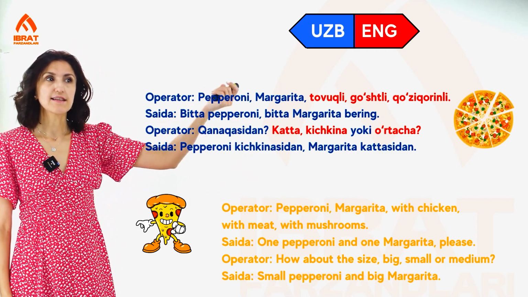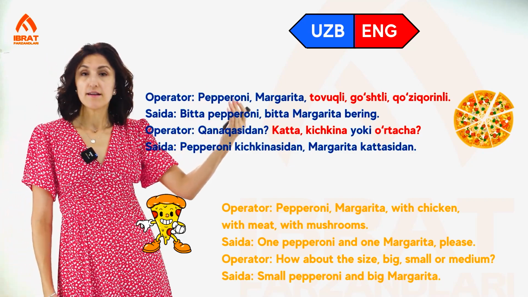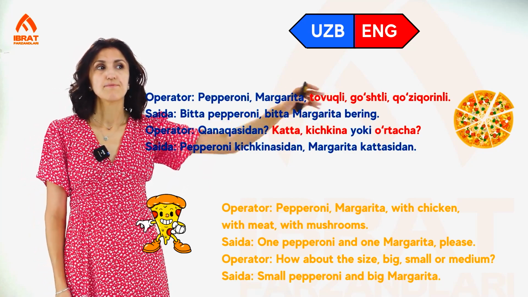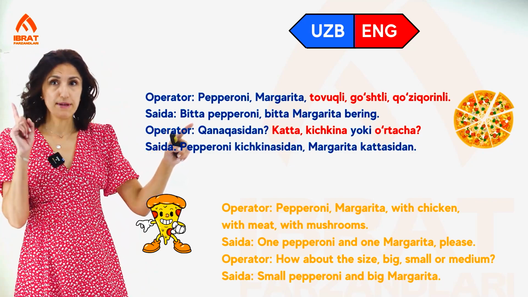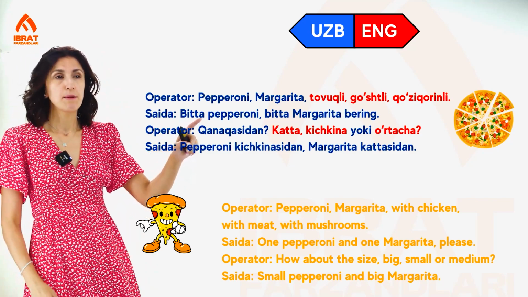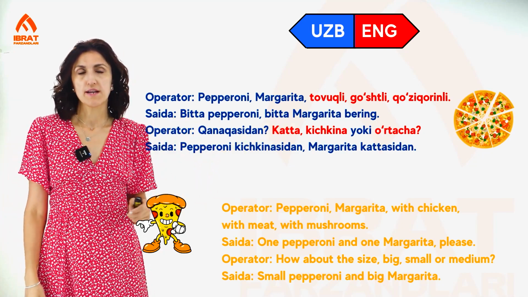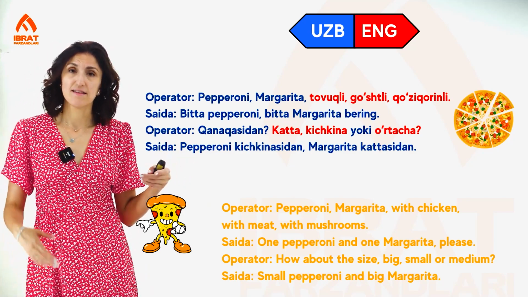Pepperoni, margarita, tovuqli, go'shtli, qo'ziqorinli, which means pepperoni, margarita, with chicken, with meat, with mushrooms. And the client is saying, bitta, one piece. Pepperoni, one pepperoni, one margarita. One of each. Qanaqasidan? Which?